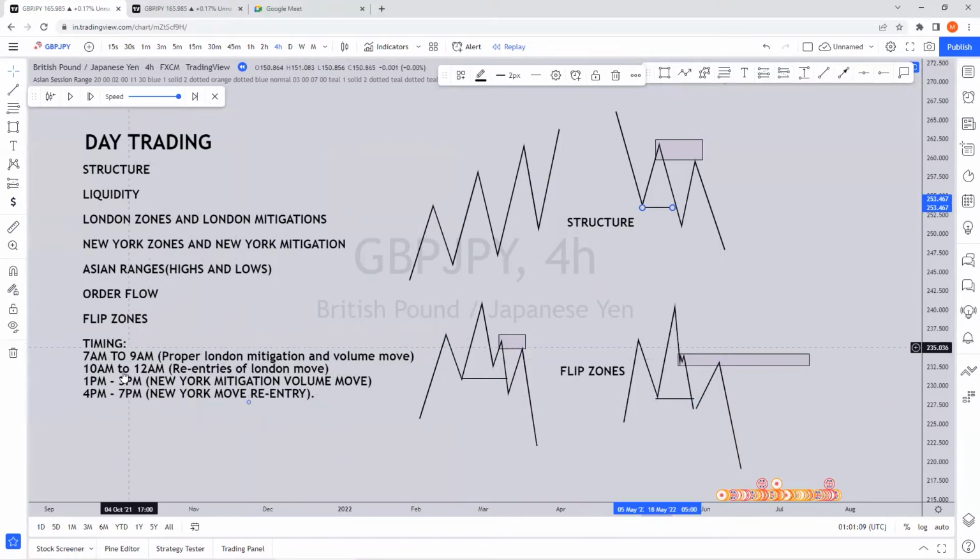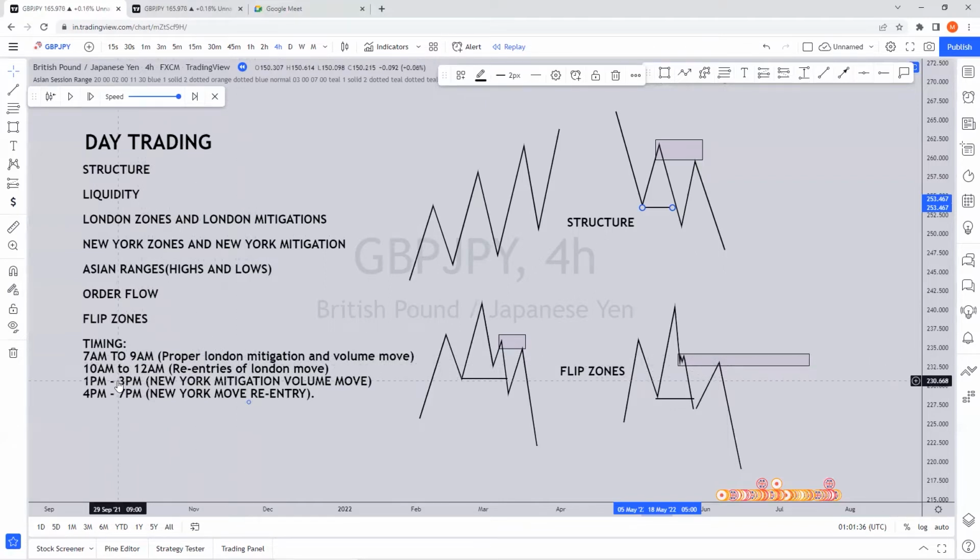Then of course, please understand timing very well. 7 a.m. to 9 a.m. is when proper London mitigation occurs. So if you want to catch any London moves, ensure that you're at your seat between 7 a.m. and 9 a.m. These are things that I've done times without number. That is when we also experience the London move, the London volume. So any trade you want to take around 10 to 12 are the area entries of the London move that started from 7 a.m. to 9 a.m.